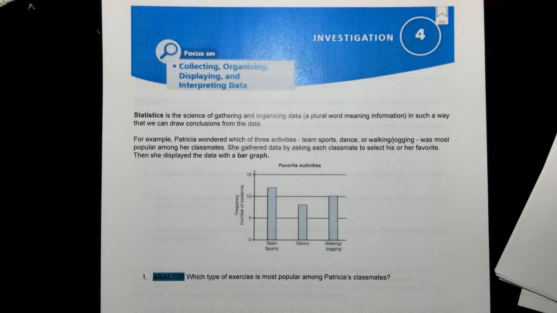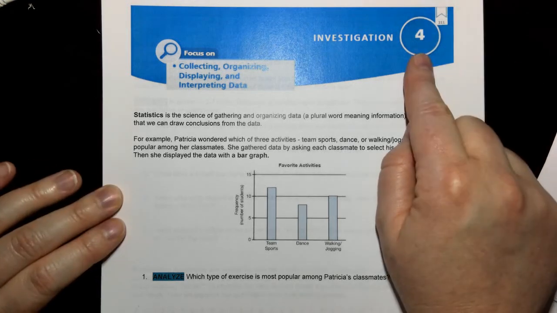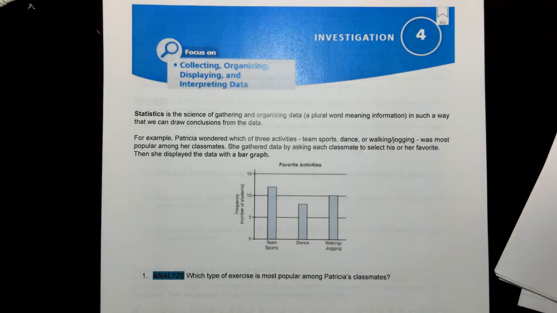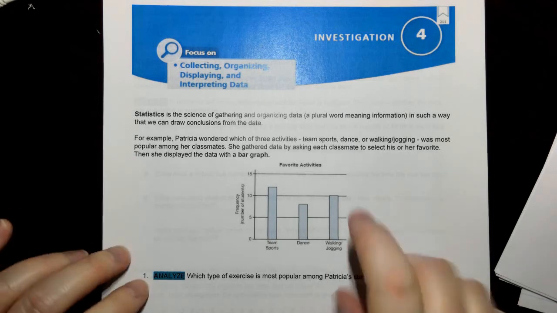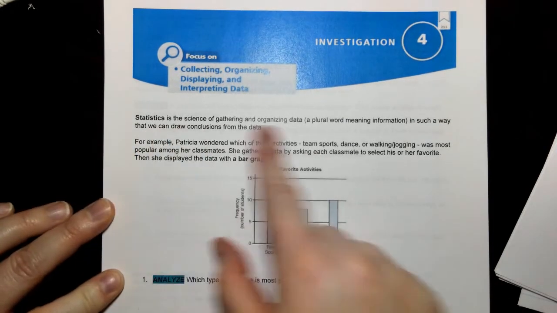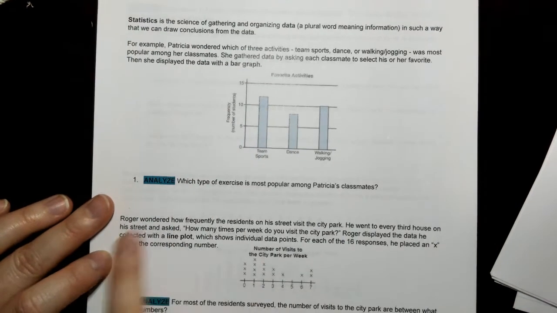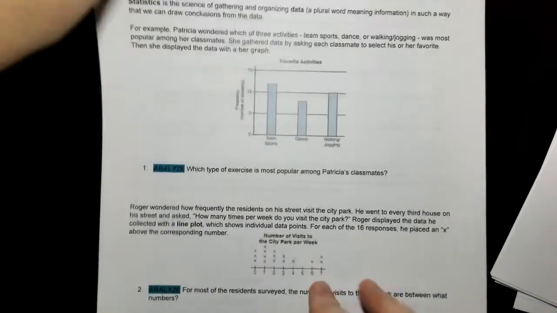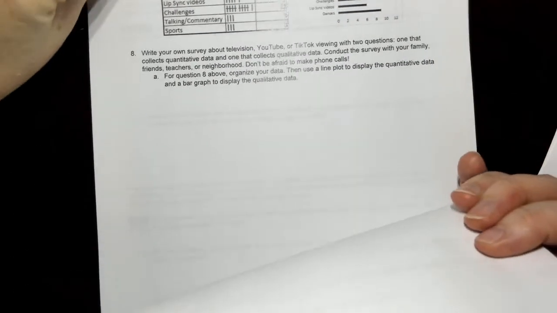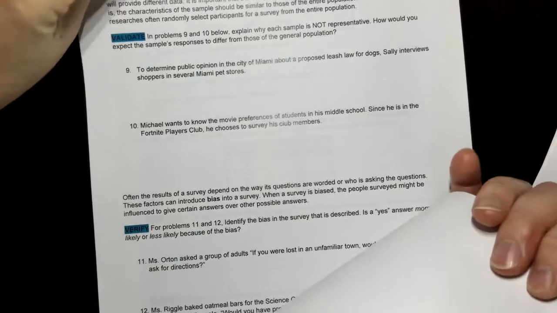All right, so for this week on the math, for Wednesday and Friday, you're going to be working on Investigation 4, and then you're also going to be conducting your own survey, as well as taking a quick 5-question test. To get started, Investigation 4 is going to give you some information, and then it's going to ask you a question.